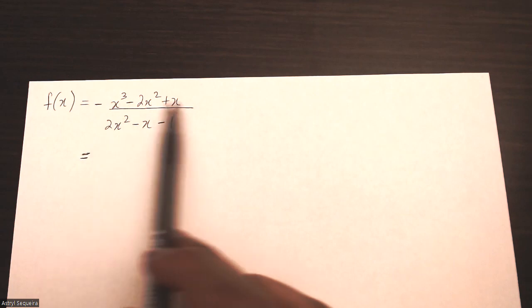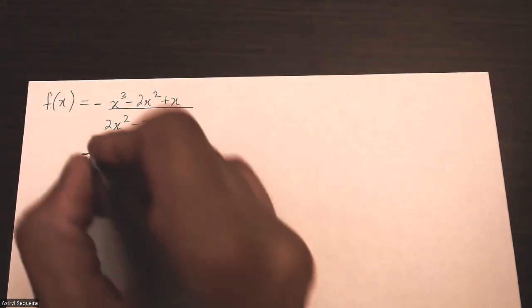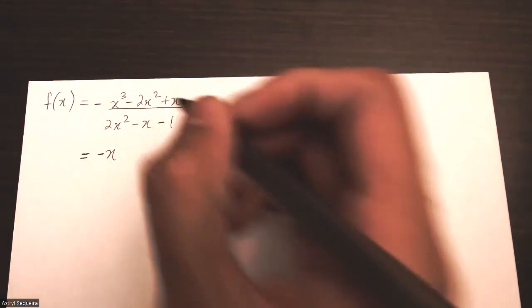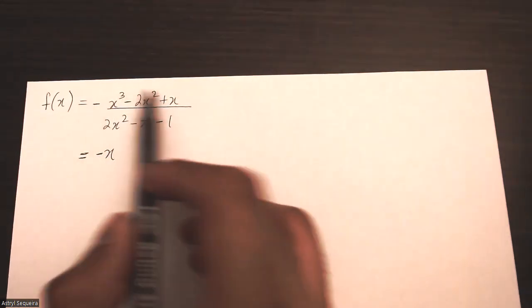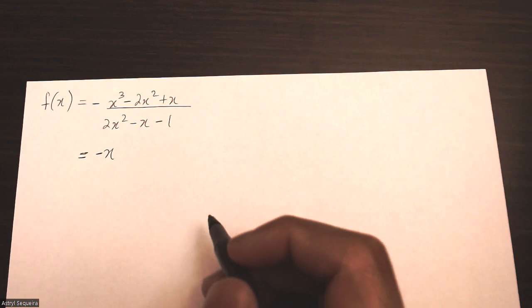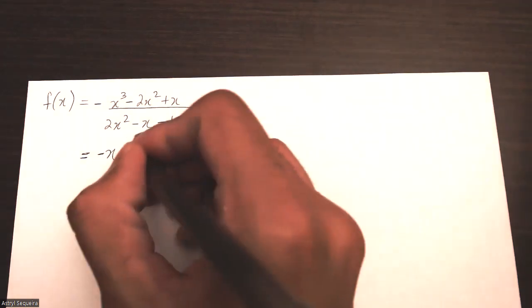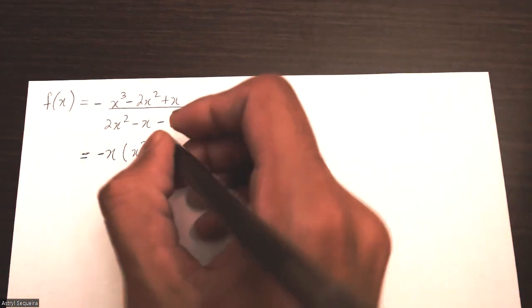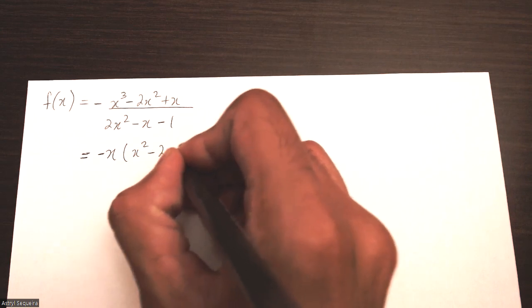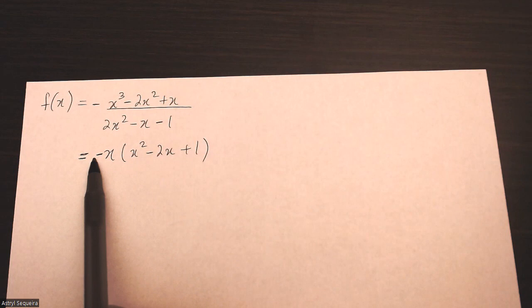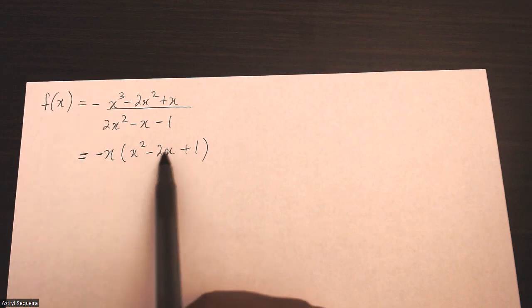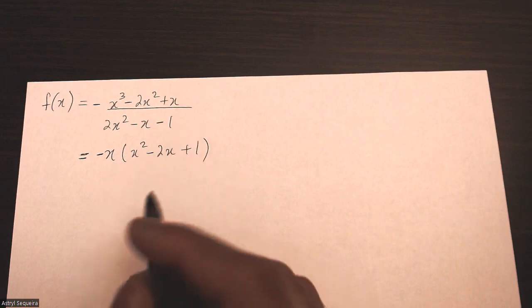I can factor an x out of the top, and when I factor the x, I can put the negative and x together, because these two combine when you factor out any common factor. Now I'll be left with x squared minus 2x plus 1. Just keep in mind that I didn't factor out a negative here. The negative was already factored out. I just factored out an x. That's why none of the signs changed over here.